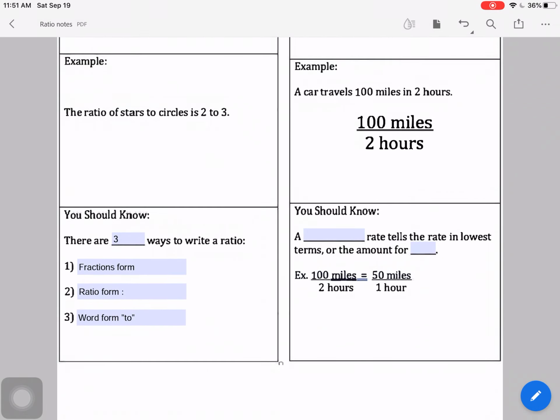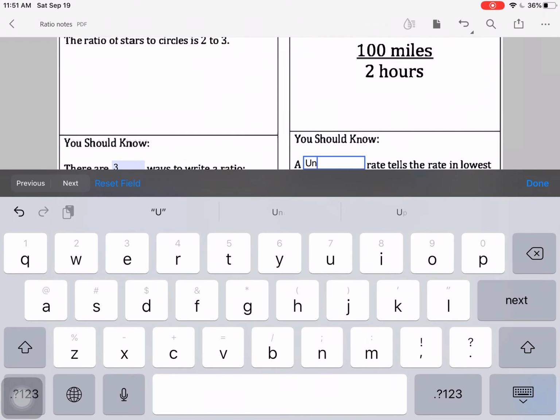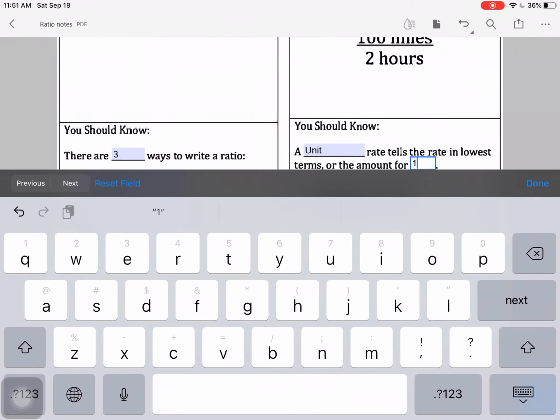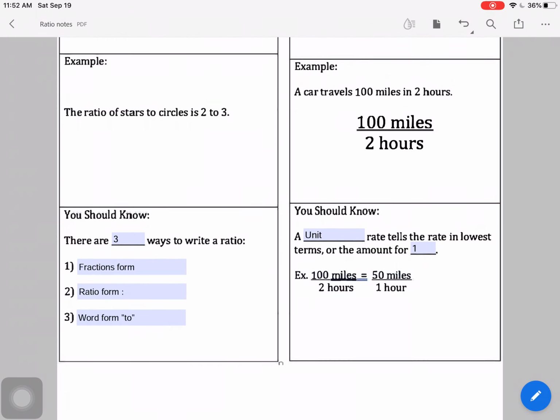And what you should know is that a unit rate tells the rate in lowest terms or the amount for one. Okay? Example, 100 miles in 2 hours means that you're going 50 miles in 1 hour. So 50 miles in 1 hour will be considered a unit rate.